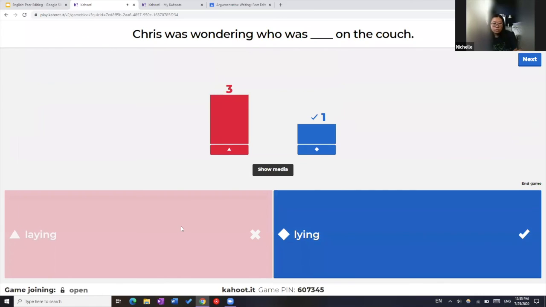All right, so for this one, laying is when you lay something down, like when you lay the blanket down on the sofa, and lying is when you do the action. This one is pretty tricky, so you might need to practice a bit before you can get good at it. But laying is generally when you do it to something else, and lying is when you do it yourself.